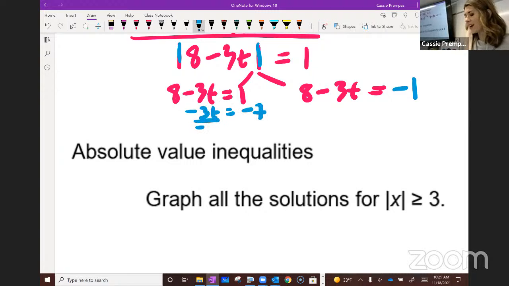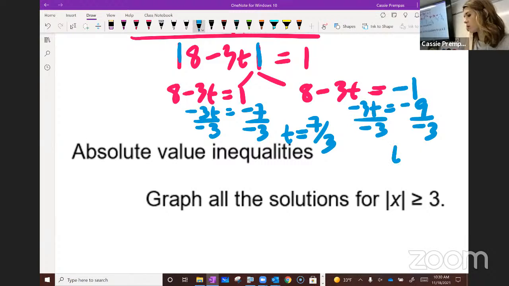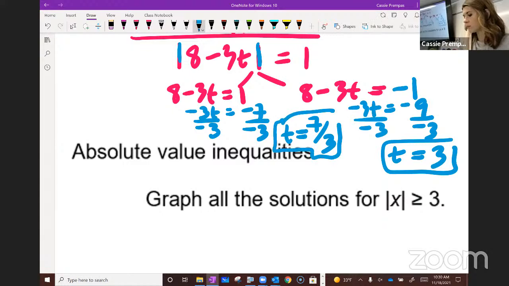What happens when you divide a negative by a negative? Makes a positive. Good. So we have 7/3, should be one answer. And then when we subtract 8 for the other equation, we get -9. Again, you're going to divide a negative by a negative. What should that produce? Positive. So t should equal 3 and t should equal 7/3.